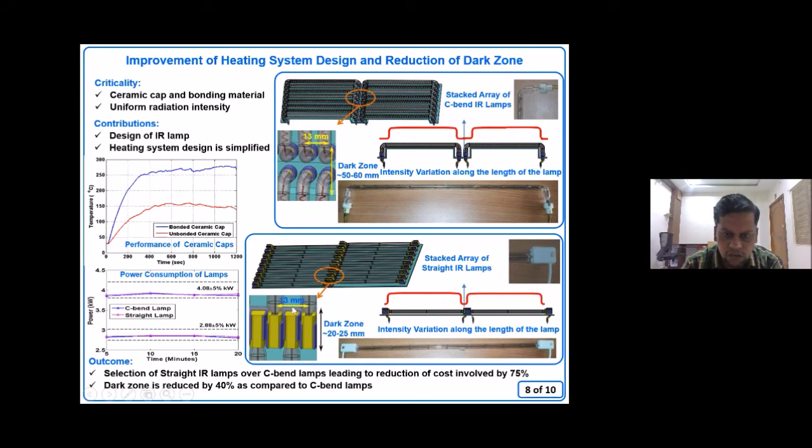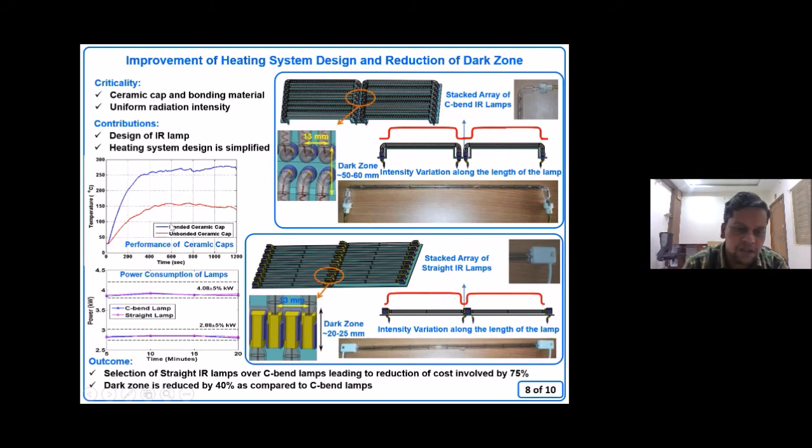So we have maintained a very close distance of 30 mm between these two lamps. In this way, we have reduced the dark zone from 50 to 60 mm to 20 mm. For this, one major challenge is bringing the ceramic cap into the IR region. Now you can see the ceramic cap is at the back side of the IR, so it may not face that much heating. Here this complete thing will get heated up.